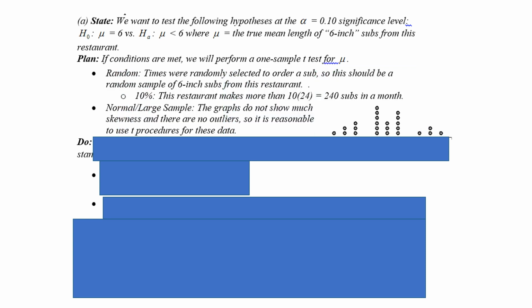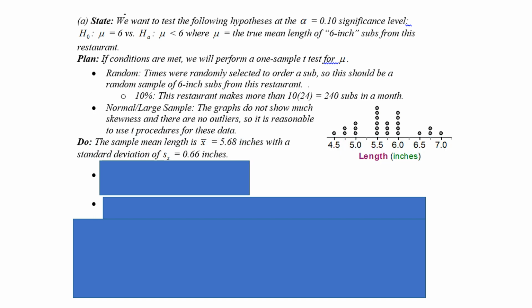Random. Our times were randomly selected to order a sub, so this should be a random sample of 6-inch subs from this restaurant. 10%. This restaurant is going to make more than 240 subs in a month, so we're okay there. As far as it being a normal or a large sample, the graphs don't show much skewness, and there are no outliers. So it's reasonable to use a t-procedure for this data, as we can see in our dot plot.